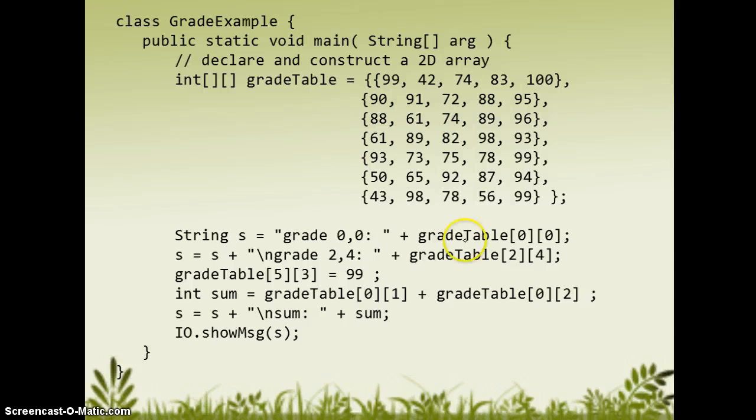If you want to access information, you can just say the name of the array, its row, its column. And you say what's in 0, 0, 2, 4, so on and so forth. Populate it just like normal. You can take a number and just put it into that spot. So that I'm taking grade table at spot 5, 3, and I'm overwriting that with a 99. So that's 1, 2, 3, 4, 5, 1, 2, 3. I'm overwriting that 87 with a 99. I can do math with it just as if any other variable, just like I do with an array. It's the same kind of idea.